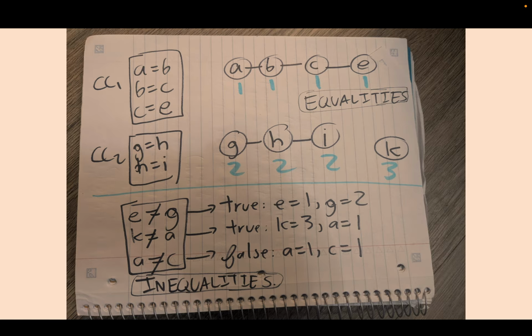There's no way to traverse from one node to another. But in the last case, a not equal to c, this evaluates to false because a and c are equal to 1. There exists a path between node a and node c in both directions. Therefore, it cannot be an inequality, because there's a path that exists, and the path that exists corresponds to an equality.